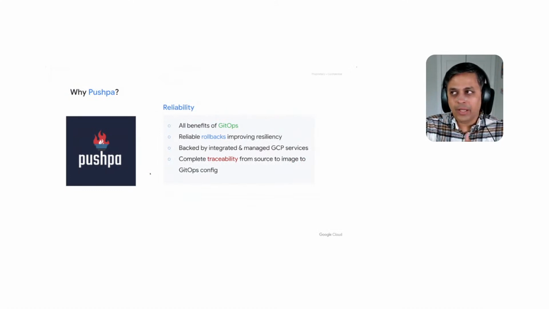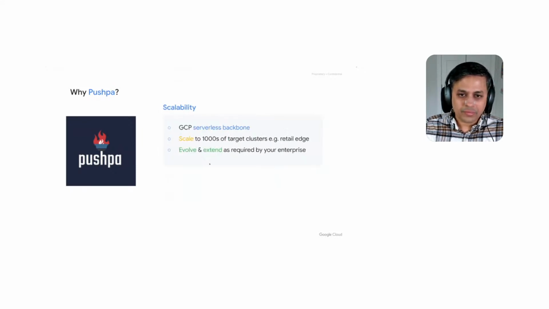The other aspect of reliability is the traceability aspect. How do you find which application version has been deployed in production? How do you find which container version is deployed in production or in staging, etc.? So we have implemented the traceability right from source code to the image to the GitOps configuration, and we'll take a look at how we have implemented that. And this is the aspect where we conform to the traceability aspects of SLSA standards. We will continue to evolve Pushpa to add more and more SLSA features to make it better in this regard.